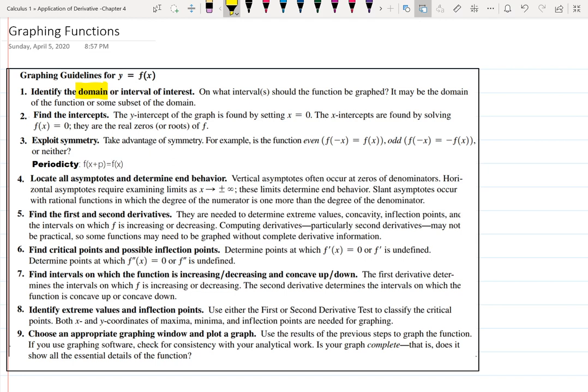So that's step 1. Step 2, find all the intercepts. That is handy because I want to know where my y-intercepts are and where my x-intercepts are. Y-intercepts can be found by setting x to be 0, and then x-intercepts can be found by setting y equal to 0 and solving for x. So it's always the opposite one. That's what you should remember, the opposite.